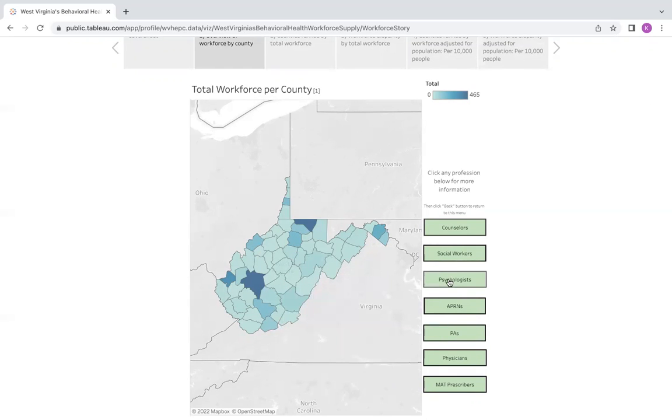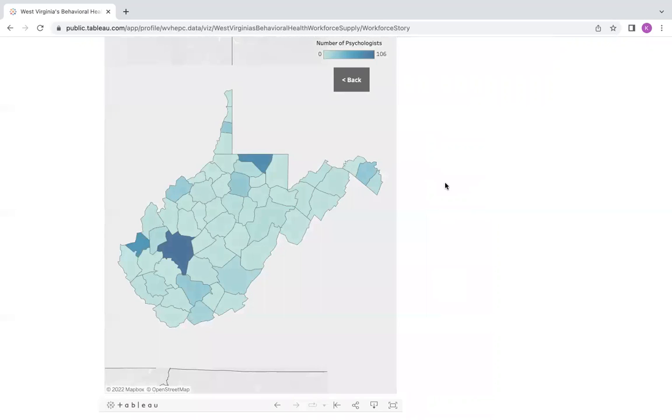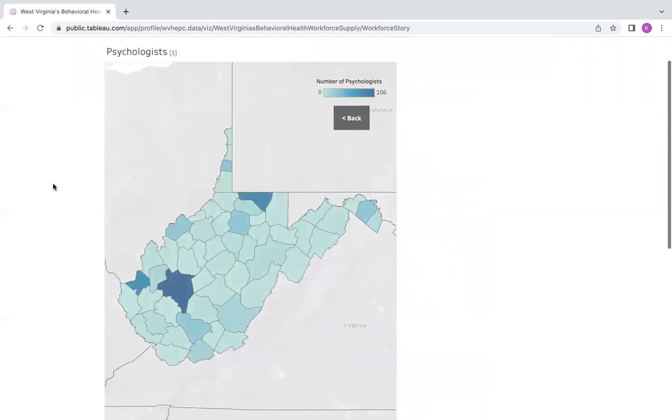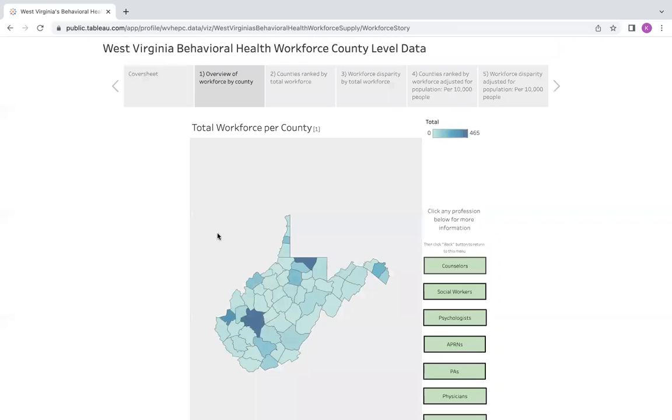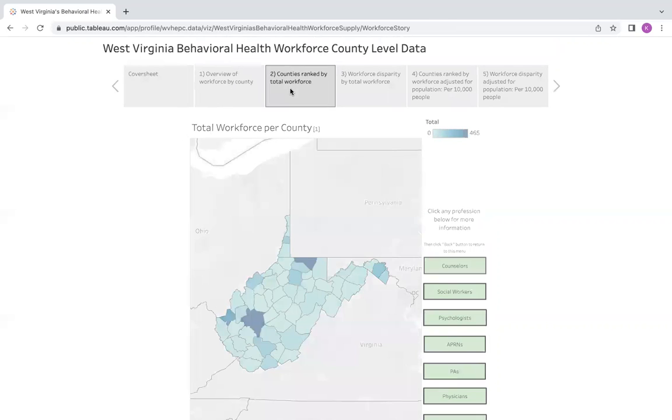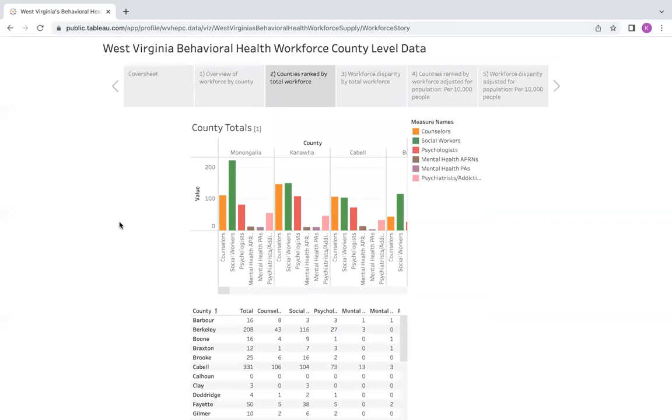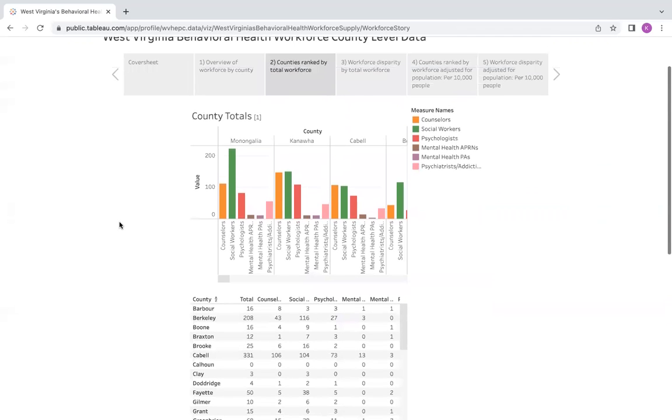And if you click on one of these green buttons, it will bring you to another map where if you hover over the county, it breaks down each workforce further. I recommend you pressing the back button embedded in the dashboard, not your browser back button. The next sheet is the same information presented in a different way.